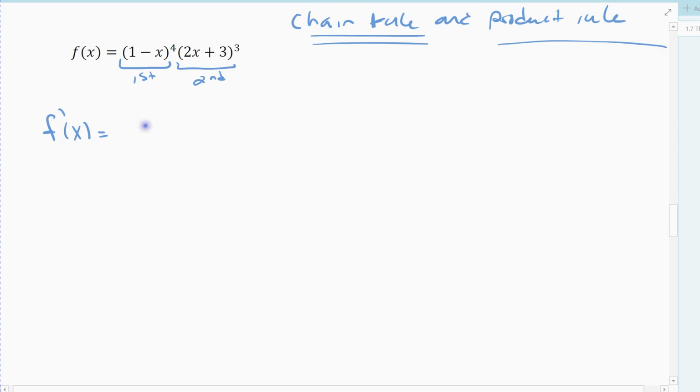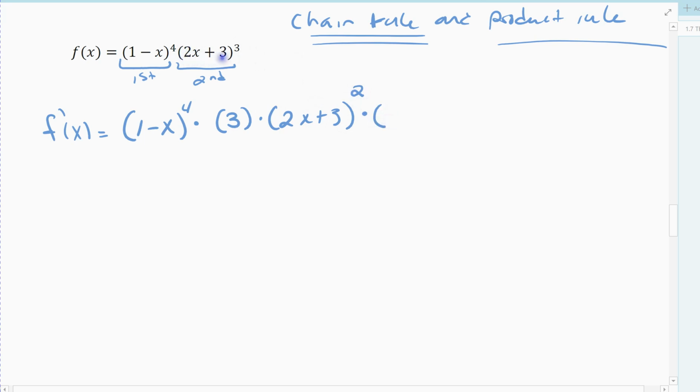Product rule is, it's the first, so write down the first without doing anything, so 1 minus x to the fourth, times the derivative of the second, which is where I'm going to require my chain rule. The derivative of the second is the chain rule. I take care of the power outside, so I pull that 3 down. Rewrite my group raised to 1 degree less. 1 degree less would leave that a 2. I'm not done yet. That's just the outside. Then I have to remember times the derivative of the inside.